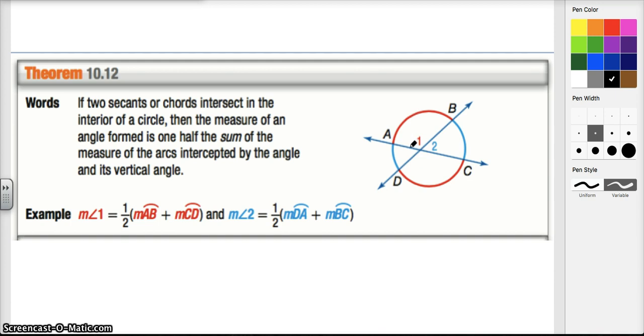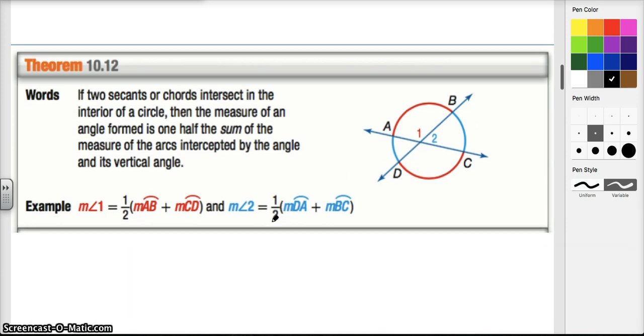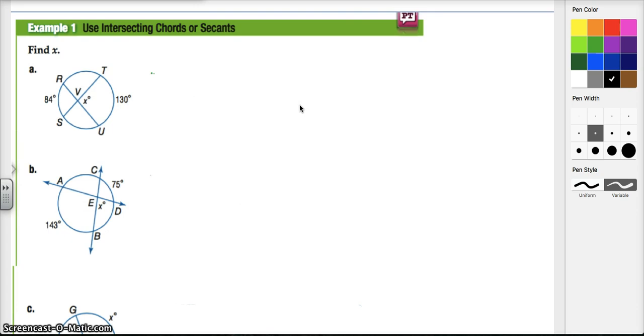So in a way, angle 1 is the average of these two. Average of these two, right? 1/2 this, that, and the third. Angle 2 is going to be the average of these blue arcs. You're going to add the measure of the arcs up and divide by 2. With that given information, we can attack these problems forthwith.